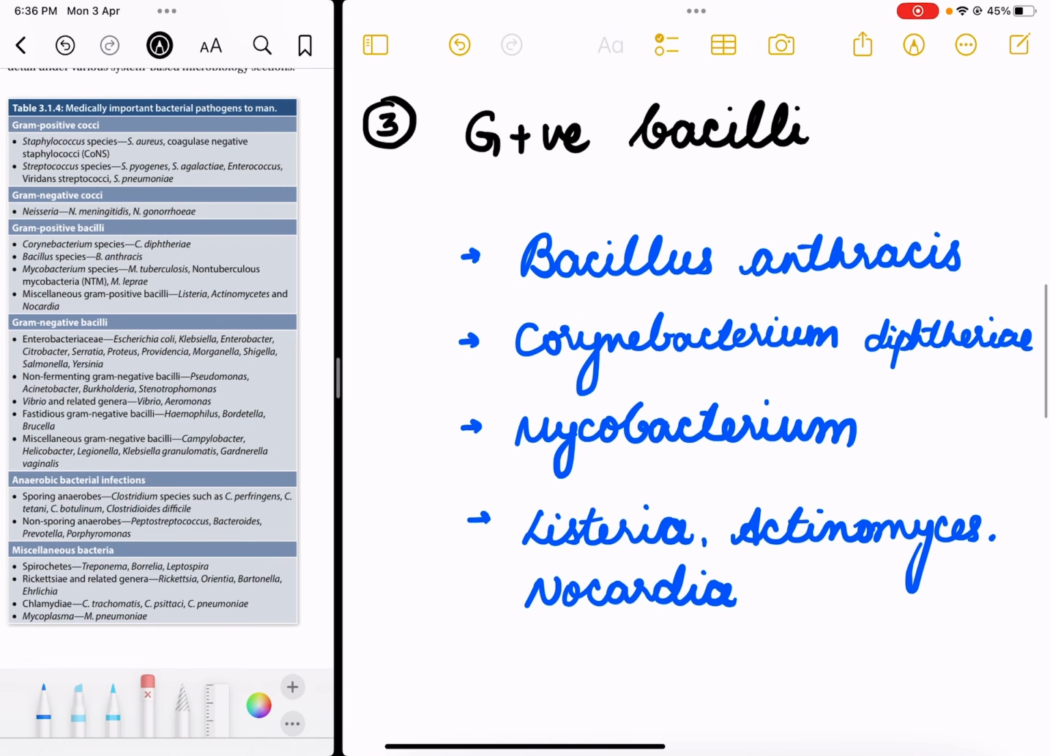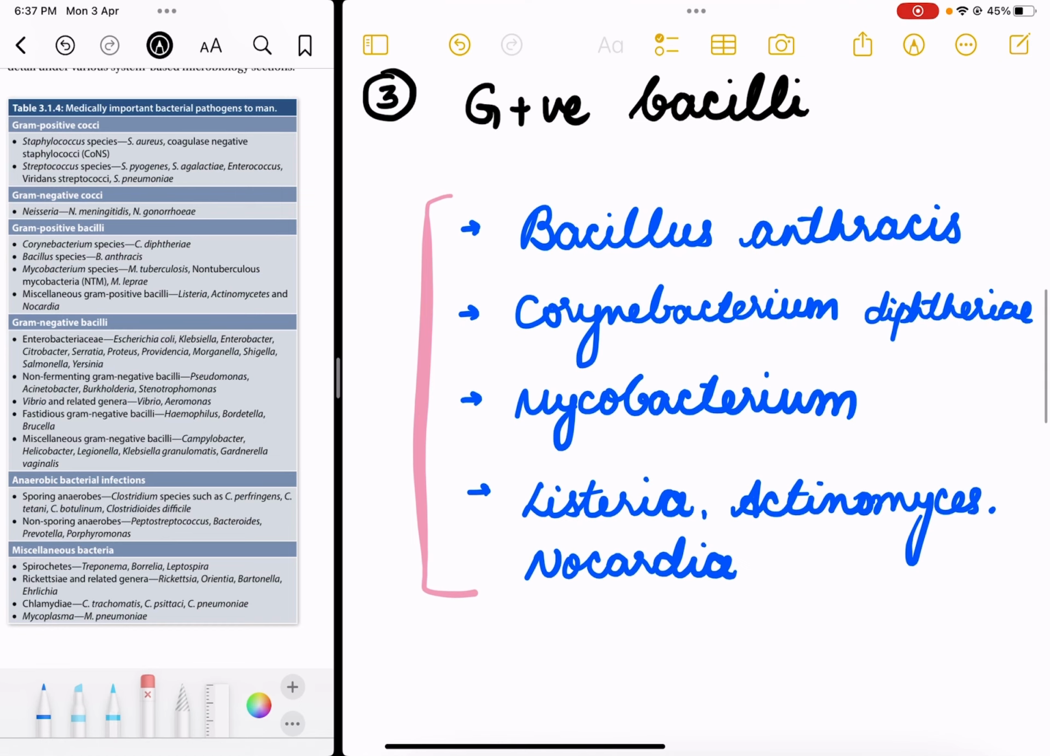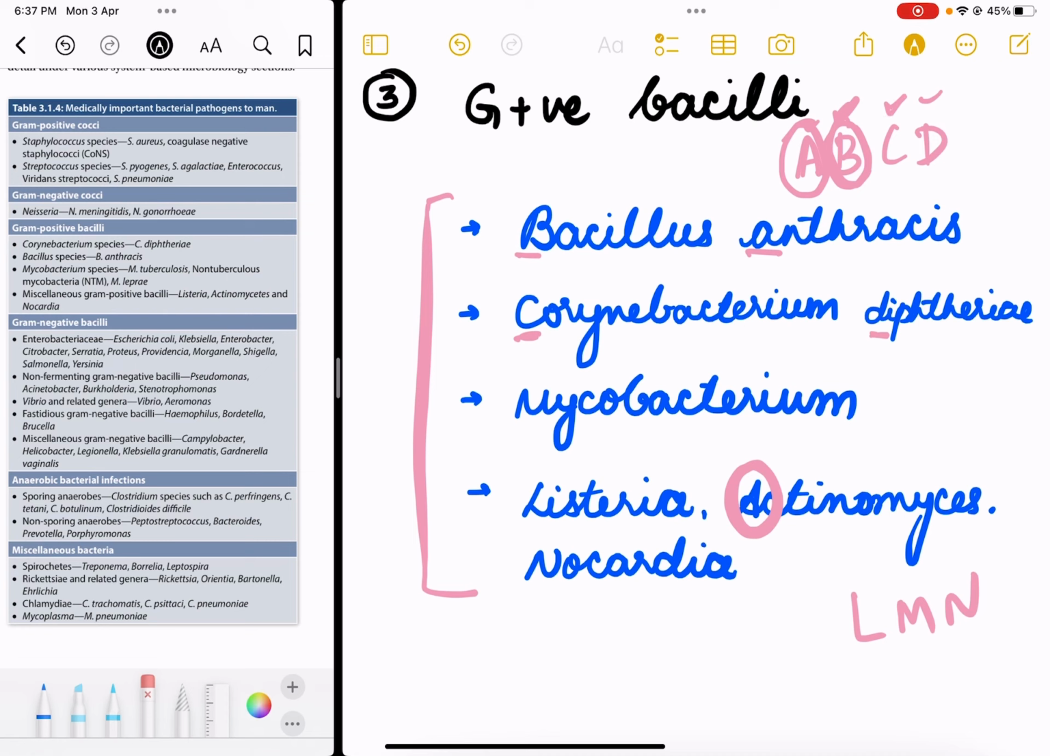Moving on, we have gram-positive bacilli. Every bacilli is usually gram-negative except for these bacterial names. So how do you remember all of these gram-positive bacilli? You remember with A, B, C, D and L, M, N. I'll tell you what this A, B, C and D is. A is for Actinomyces, and B is for Bacillus anthracis, or you can remember it as Bacillus anthracis, AB. Then we have Corynebacterium diphtheriae, C for Coryne, D for diphtheriae.